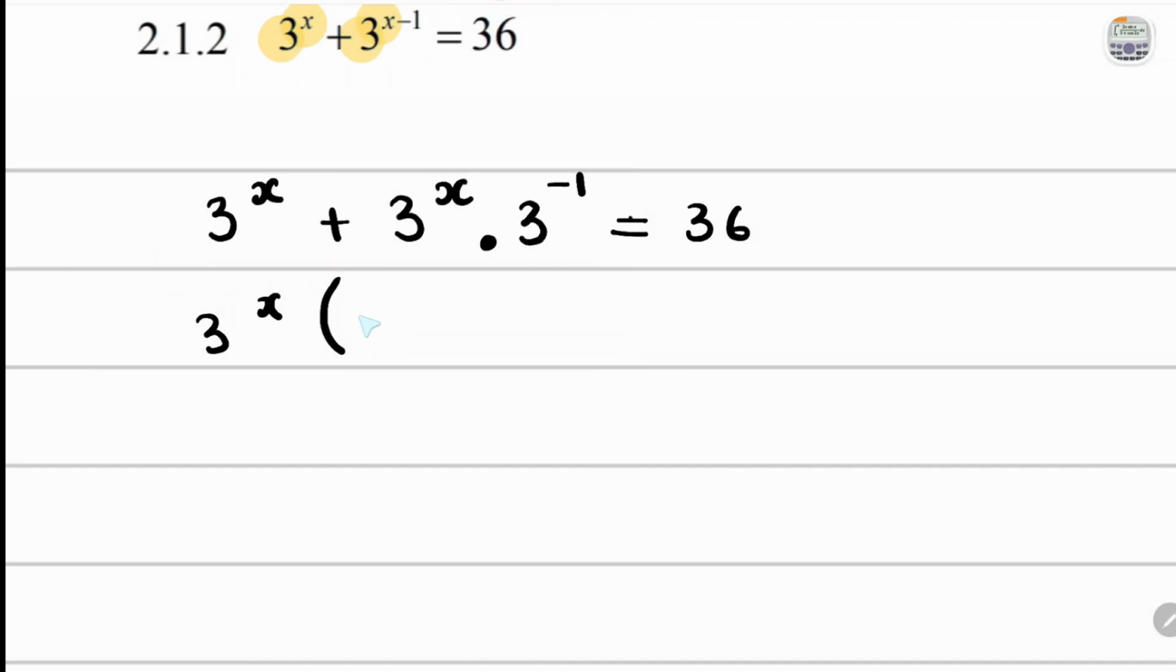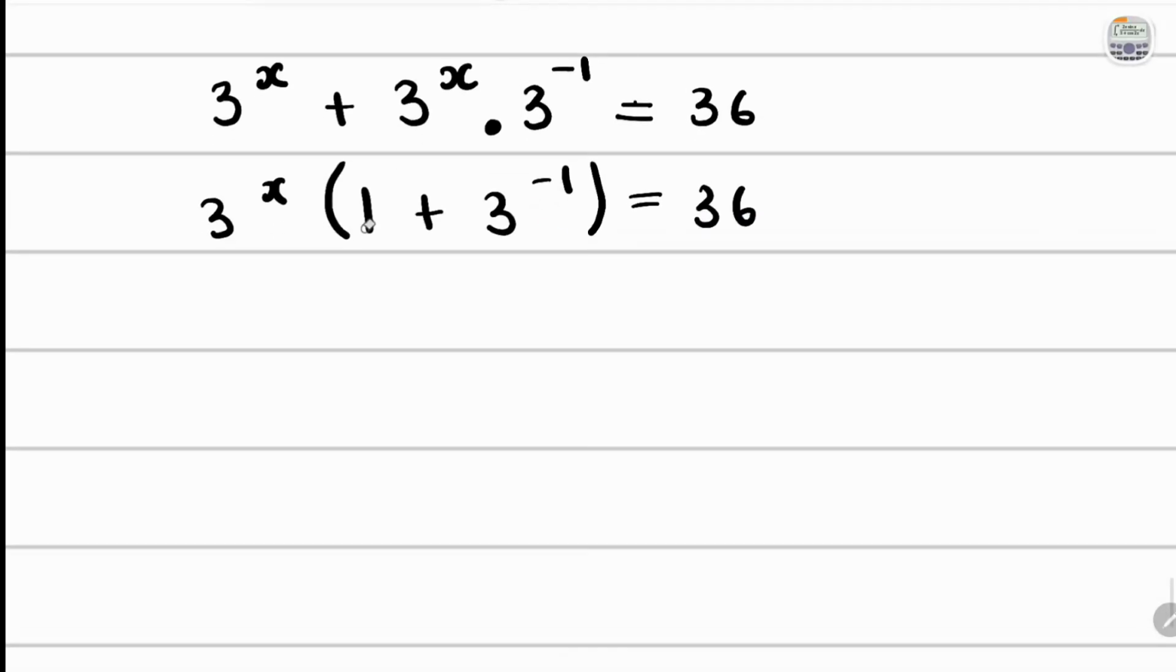You multiply it by 1. And then here, what do you multiply to 3 to the power of x to get back to that? You would multiply by positive 3 to the power of negative 1 is equal to 36. Okay, so we just have numbers here now. 3 to the power of x multiplied by 1 plus 3 to the power of negative 1. How would you rewrite that as a fraction?